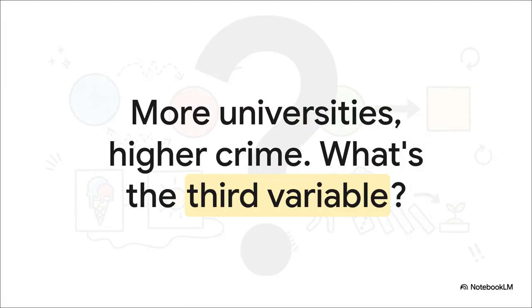So let's end with a little test. You see a headline that says, cities with more universities have higher crime rates. Now, before you jump to the crazy conclusion that education causes crime, use your superpower. What's the hidden third variable here? It's probably population density. Bigger cities just have more universities, and bigger cities, sadly, just have more crime. One isn't causing the other. They're both linked to that third factor. And asking that simple question, well, that's the key to seeing the truth behind the data.